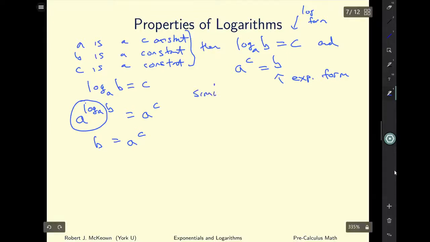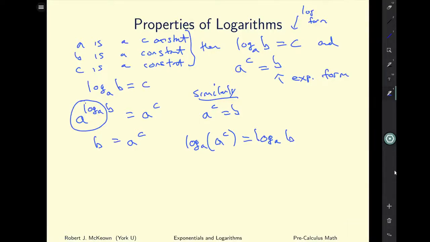Similarly, we could go the other way. We could take A to the power of C is equal to B, take log base A to the exponent C, log base A, B. These parts cancel each other out, and we've got C is equal to log base A, B. And that is what we have up there. So we can go back and forth.